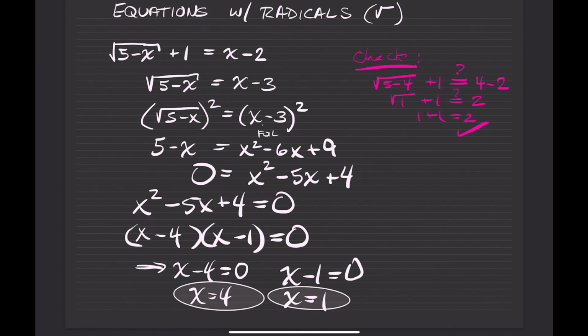Now we'll check 1. So the square root of 5 minus 1 plus 1, is that equal to 1 minus 2? We can already see there's going to be an issue here. So on the left, square root of 4, that's really 2 plus 1. Is that equal to 1 minus 2? 3 is not equal to negative 1. And so if we go back to this problem here, 1 actually doesn't check out.